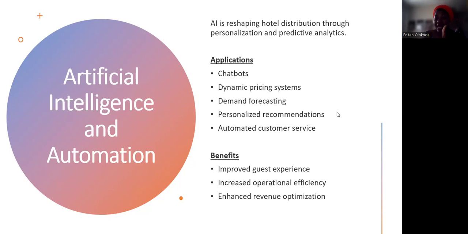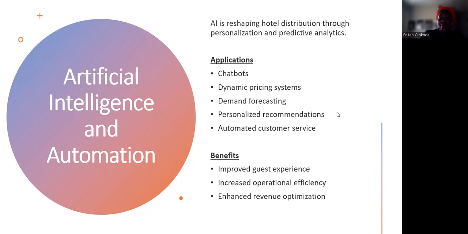For example, we have our distribution channel. It is AI. And what do they help us do? They help us automatically adjust our room rates based on demand fluctuations, our market competitors, the market conditions. Because it has been programmed to do this for us.